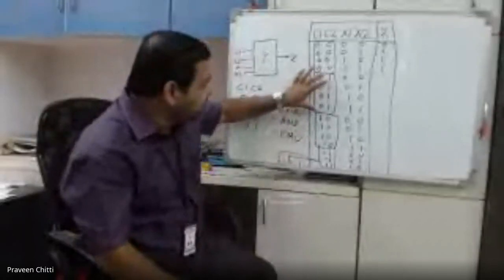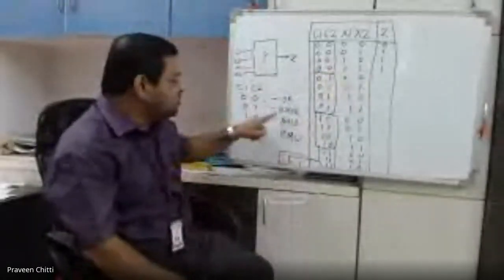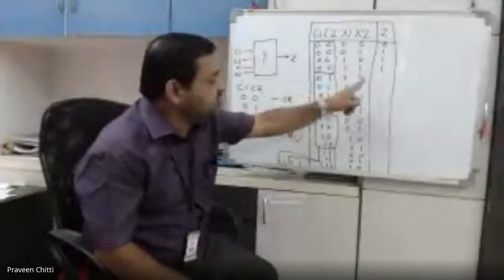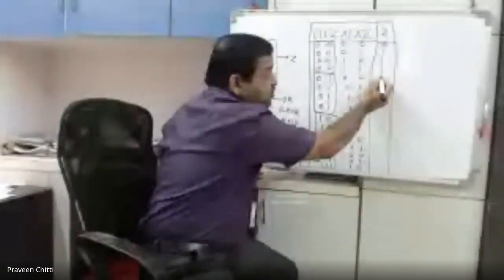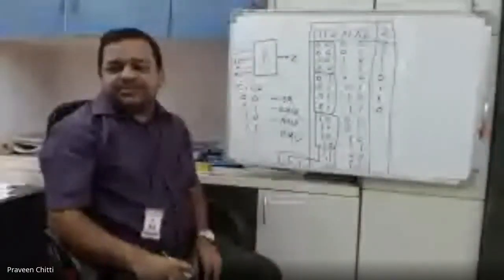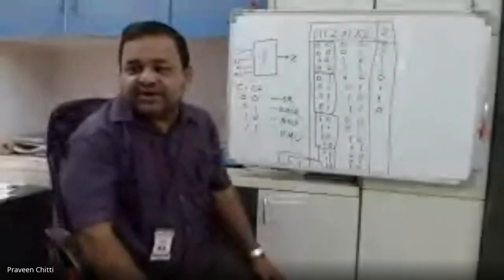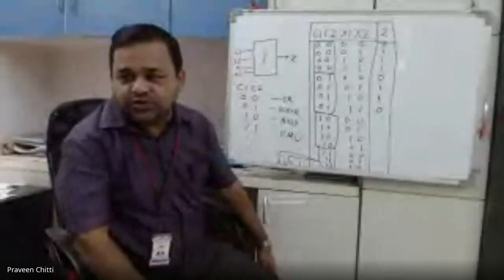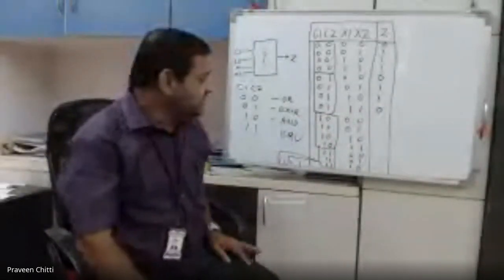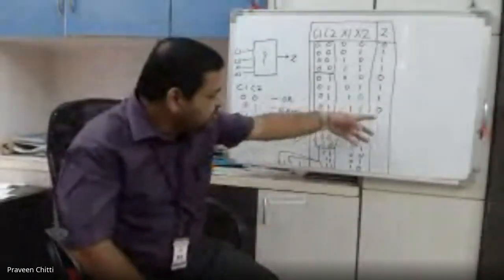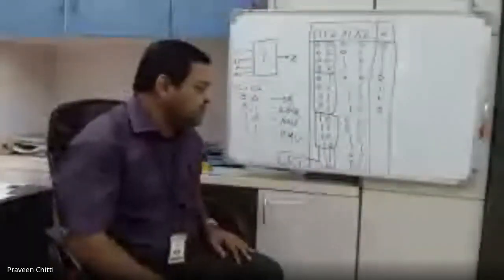Now next 4 input combination. Which operation you need to perform? XOR operation. So perform XOR operation of this. 0 XOR 0 is what? 0. 0 XOR 1. 1. 1 XOR 0. 1. You should know the truth table of XOR gate. In 2 input XOR gate, if the 2 inputs are same, output is 0. If the 2 inputs are different, output is 1. Is that clear?